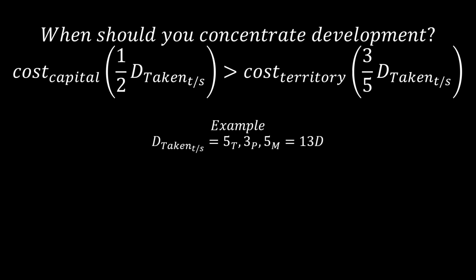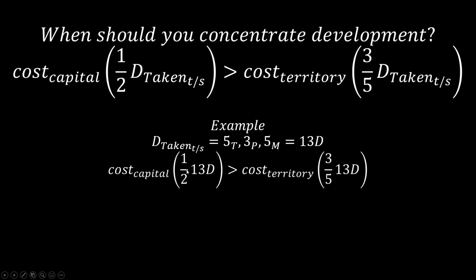So then lastly, I'll just show you an example. We'll use some of the results that we got from the previous example. So we have 5 tax, 3 production, 5 manpower. And so I added these all together and you get 13 development. And then you can plug these numbers into the equation. And it is overall the cost of developing your capital by 6.5 development is greater than the cost of developing your territory by 7.8 development.